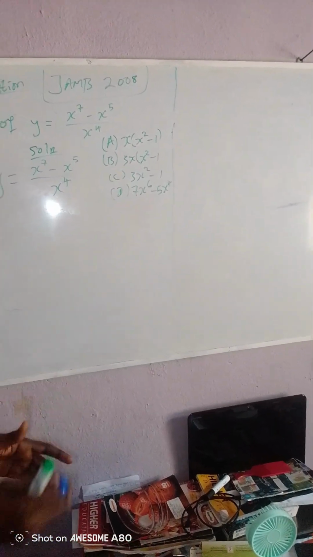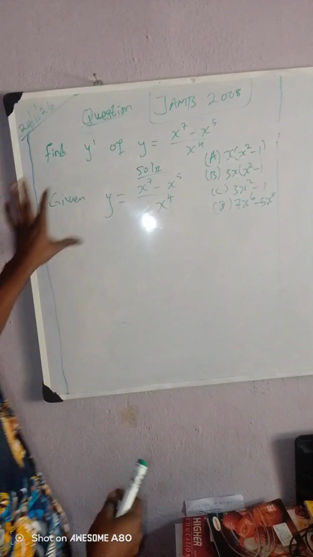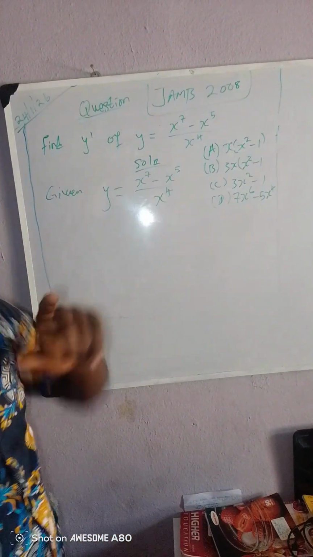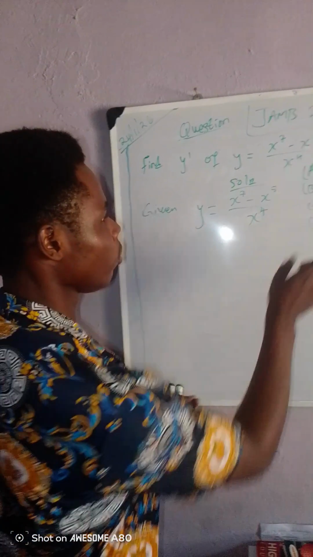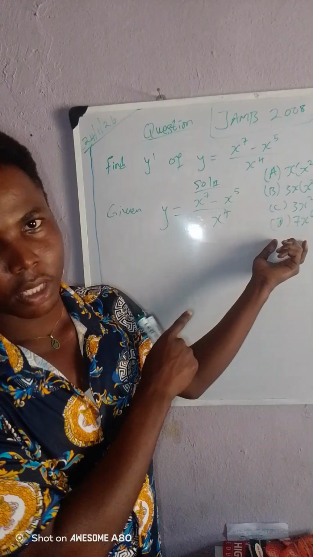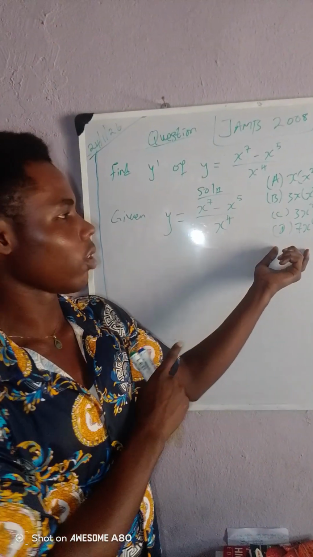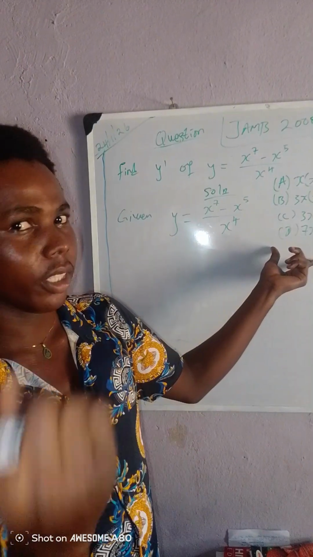Now, you see that for JAMB they give you options. And the good thing is that whatever you solve here, the answer is among the options. But don't be confused. Sometimes when you solve, maybe you don't see the answer. But if any option says none of the above, choose that one. Don't choose another option just because you see an answer elsewhere, thinking you are wrong.